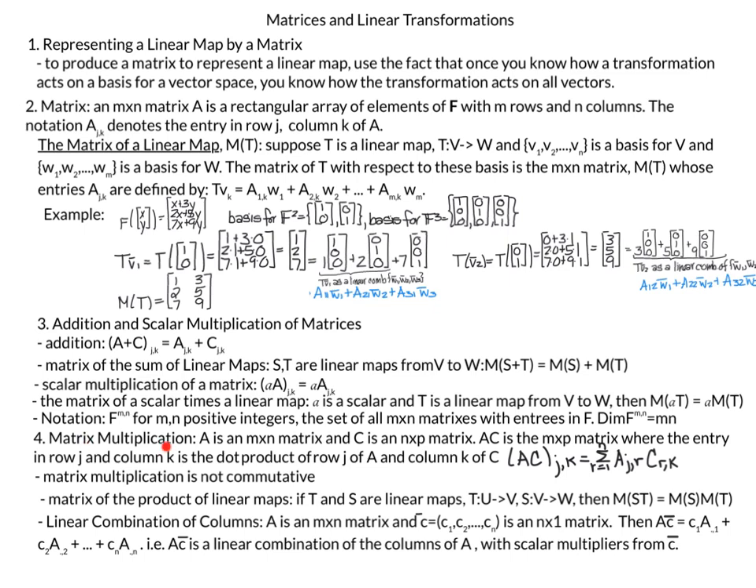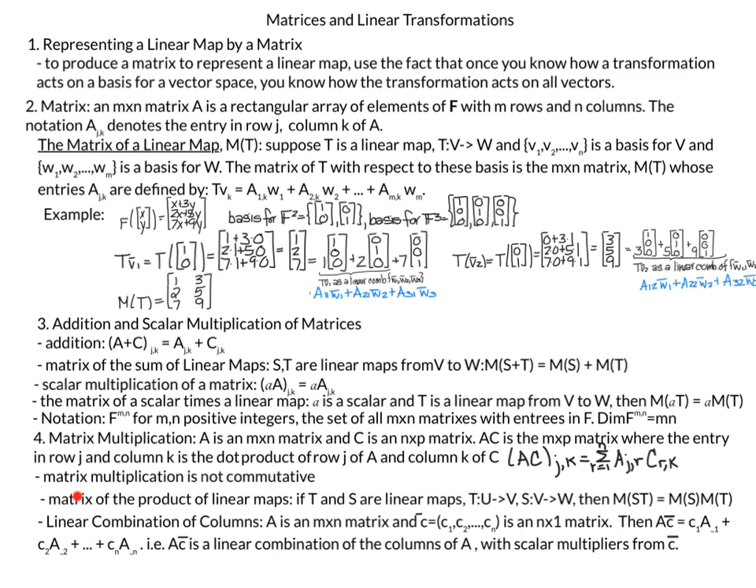Finally, we have matrix multiplication. If A is an m by n matrix and C is an n by p matrix, for multiplication to work, these two numbers need to be the same. So the number of columns in A needs to equal the number of rows in C. Then we define A times C as the m by p matrix where the entry in row j and column k is the dot product of row j of A and column k of C, and this is our formula. We did some examples of that, and we also re-emphasized that matrix multiplication is not commutative.